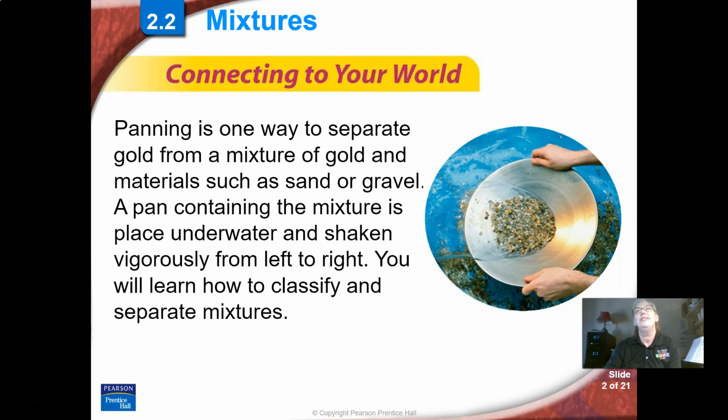So panning for gold is an example of trying to separate a mixture when you have gold flakes, gravel, and water, and you're trying to just separate and get the gold. So we use physical properties, different properties of elements and compounds, to separate them, because every different element and every different compound has different physical and chemical properties. So we can use that to separate things.